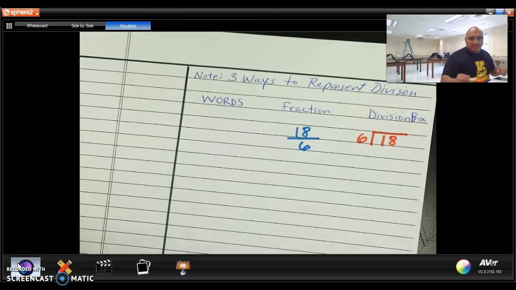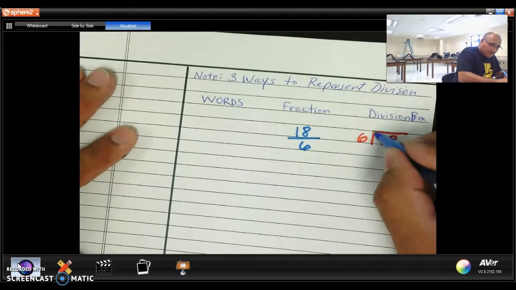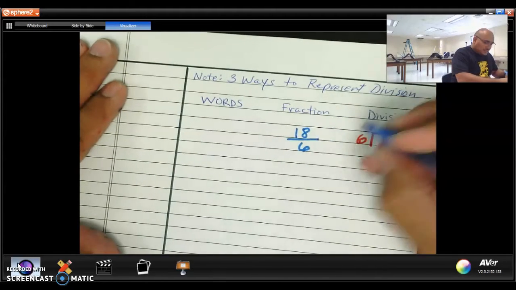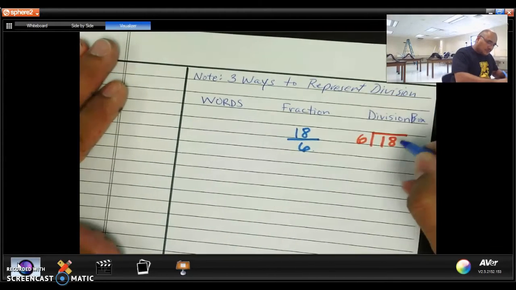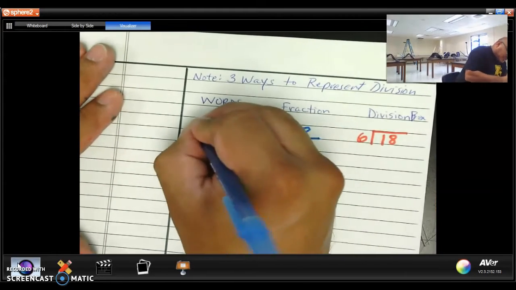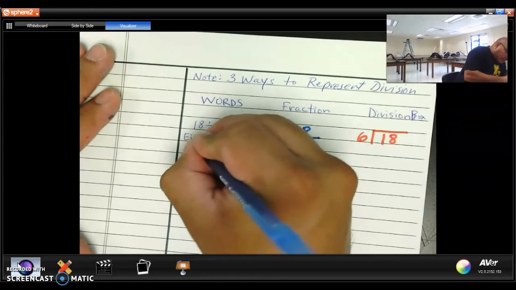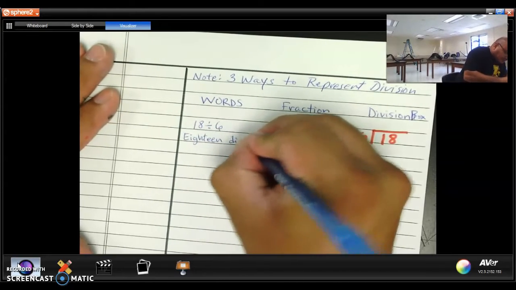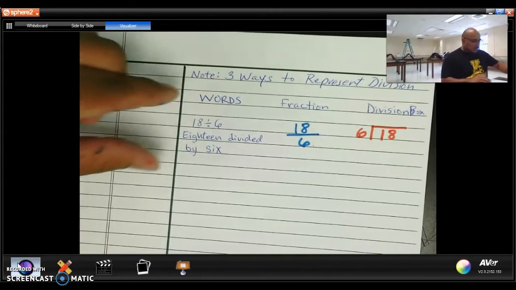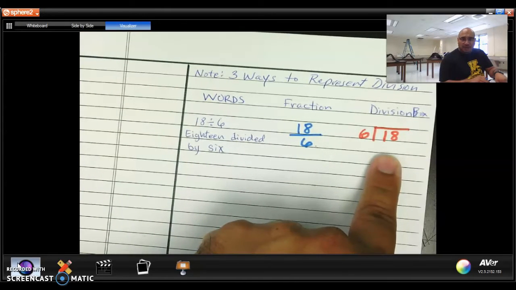Now the hard part is trying to figure out what it says in words. Well, truly, this fraction bar means to divide. We know for a fact this means to divide. But how do we say it? 18 divided by 6. So I'm going to say 18 divided by 6. So we have it in words, we have it as a fraction, and we also have it as the actual division box.